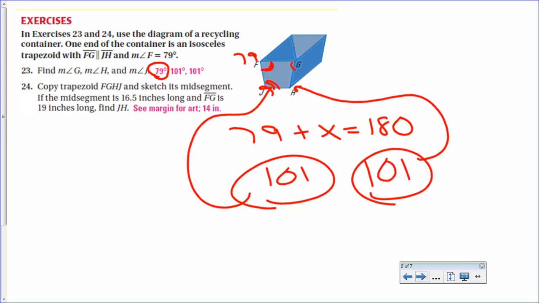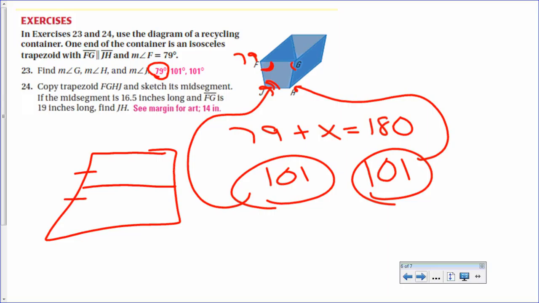24 is a good one. You got yourself a trapezoid. And this is just going to be a really rough sketch, guys. Okay. And they're talking about mid-segment, so let me just get a rough sketch of what that's looking like. Now, the mid-segment is 16.5. And the long one is 19, guys. So you're looking for the shorter one.